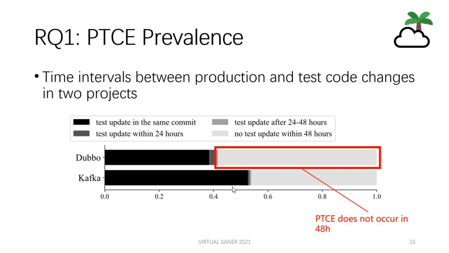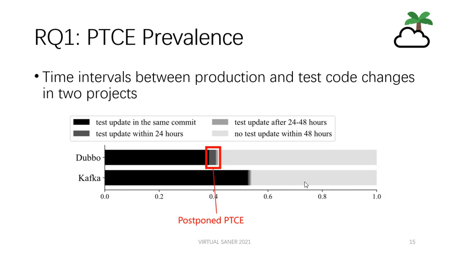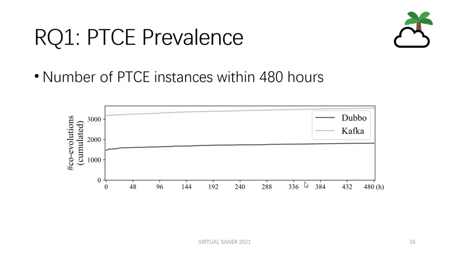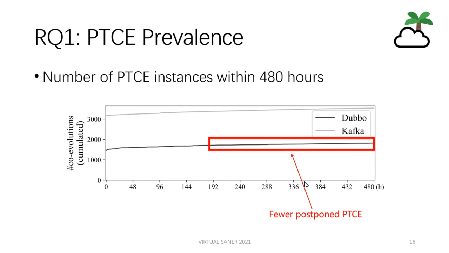We also found that most tests do not change within 48 hours after the production changed. We also note that a few test updates are postponed. However, they only occupy a small proportion. If we look forward beyond 48 hours, we may find that coevolutions become fewer. In other words, most coevolution happens in the same commits.